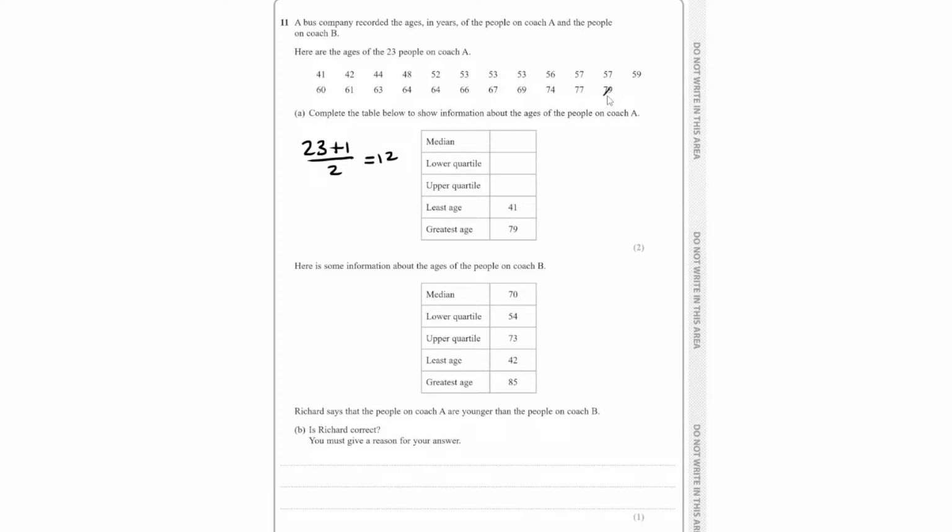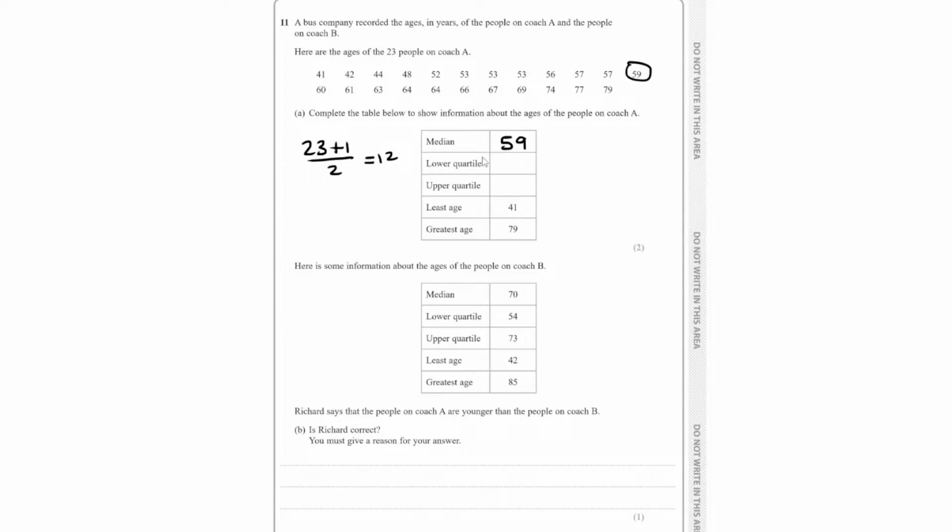Now, some people do go through and cross them off, but I wouldn't do that. A, because there's quite a lot of numbers, and you could get mixed up. And B, because you're going to want to read the numbers afterwards. Now, it's kind of obvious this one. It's like the one that's sticking out in the middle, isn't it? So the 12th one. 1, 2, 3, 4, 5, 6, 7, 8, 9, 10, 11, 12. So that should be 59.